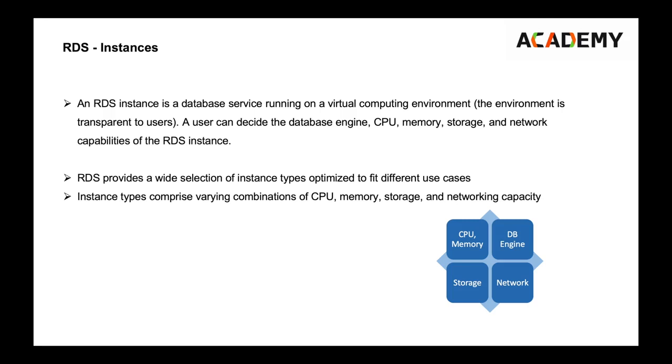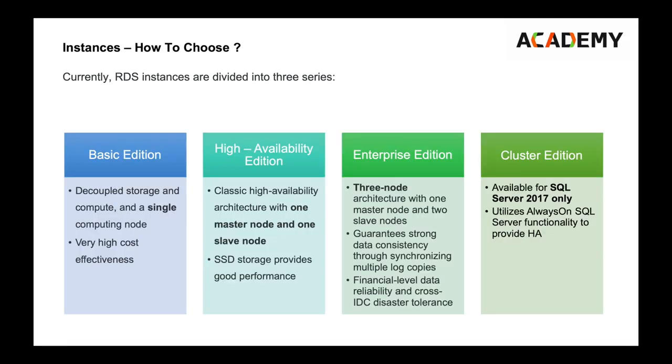RDS provides a wide selection of instance types that are optimized to fit different use cases. Instance types comprise varying combinations of CPU, memory, storage, and network capacity. So how do you choose an RDS instance type? Essentially we divide our instances into 3 series, and this is independent of the actual instance hardware. This has to do with how many active database nodes are running.